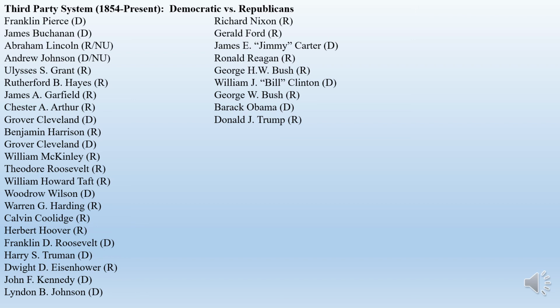Johnson will serve out the majority of Lincoln's term, and then the White House will turn over to a series of Republican presidents. Ulysses S. Grant will be president for 8 years, followed by Rutherford B. Hayes for 4 years. James A. Garfield will serve for about 5 or 6 months, followed by Chester A. Arthur, who will complete his term.